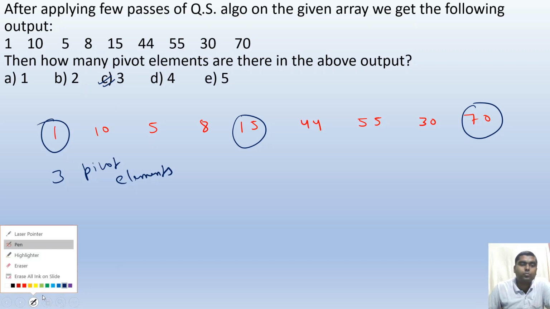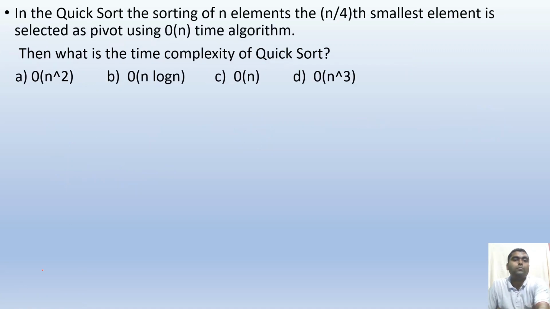Now let us move to a new question. So a few more questions are there. Okay, in the quick sort, the sorting of n elements, the n by fourth smallest element is selected as pivot using order of n time algorithm. So pivot selection, let us do this. Pivot is selected in order of n time, and it is given the n by fourth. Okay, so partition is what? Partition is again order of n.